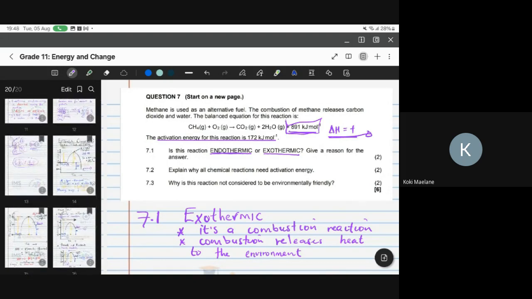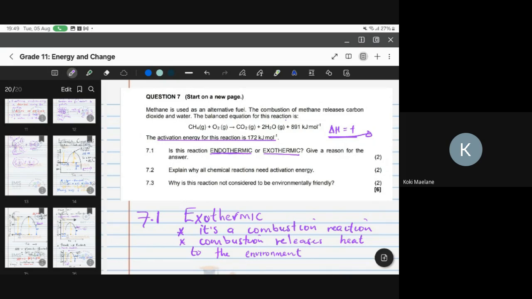So what it means is that on the product side, about this much heat energy is released to the environment. So therefore, this is an exothermic reaction. This plus right here is one of the products of this reaction. If you check all the products, you have carbon dioxide, you have water, and you have this heat energy being released to the environment.